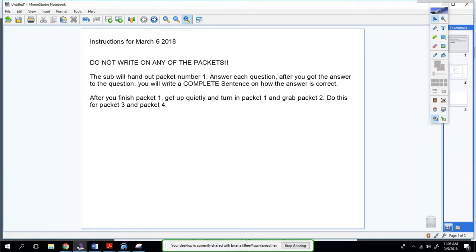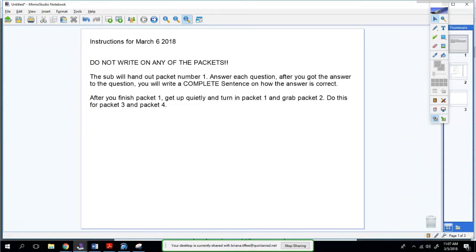First off, do not write on any of the packets that you're given today. Everything will be done on scratch paper. If you have your own scratch paper, get it out, please. Okay, I'm running low. The sub will hand out packet number 1. Answer each question. After you got the answers to the question, you will write a complete sentence on how the answer is correct. After you finish packet 1, get up quietly, turn in packet 1, grab packet 2. You'll do the same for packet 3 and 4.